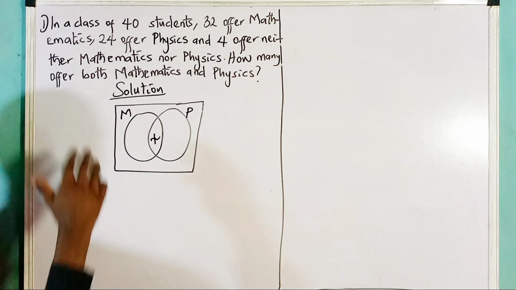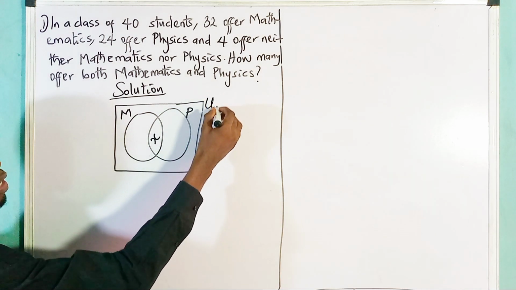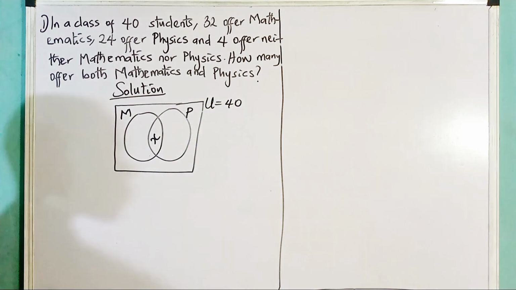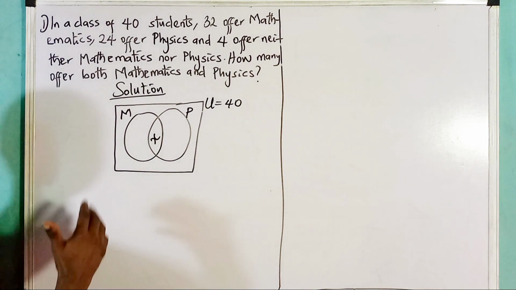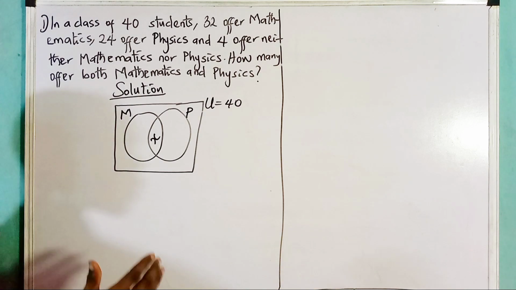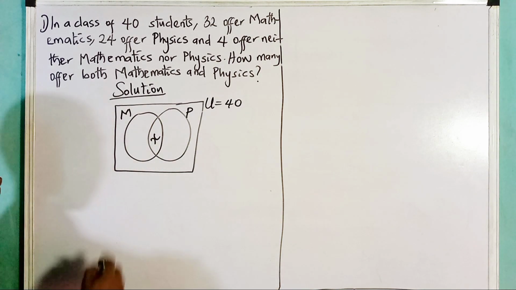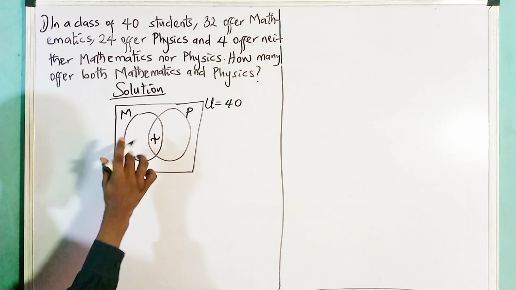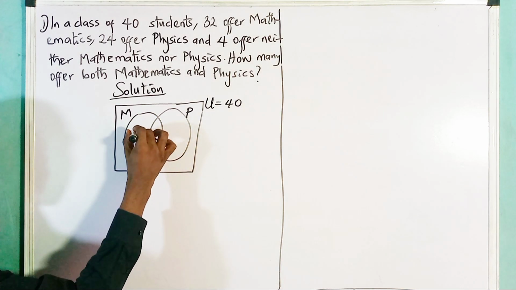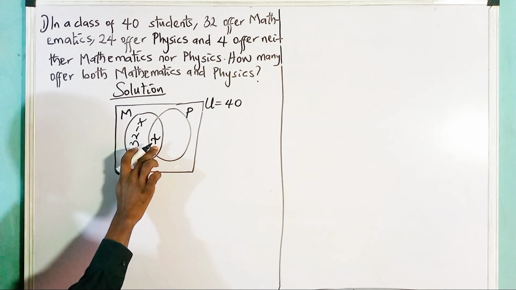Okay, now they said 40 students are in that class. That is the universal set. You can write U equals 40, the universal set. And then they say 32 offer mathematics. However, there are part of those 32 that offer physics that are also offering mathematics. So this remaining part of this Venn diagram is 32 minus X. 32 offering mathematics minus those offering physics.